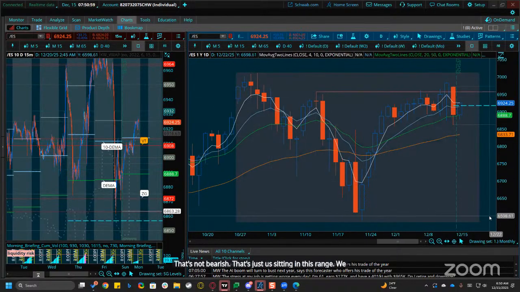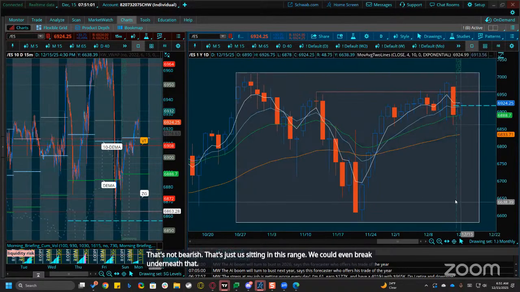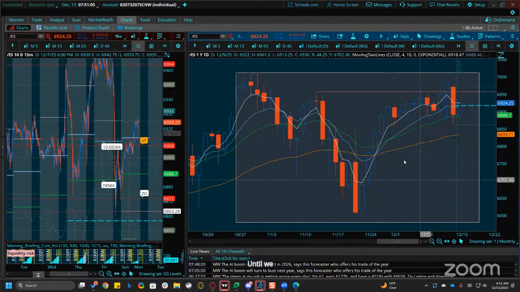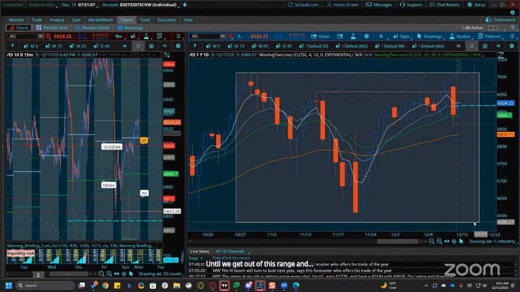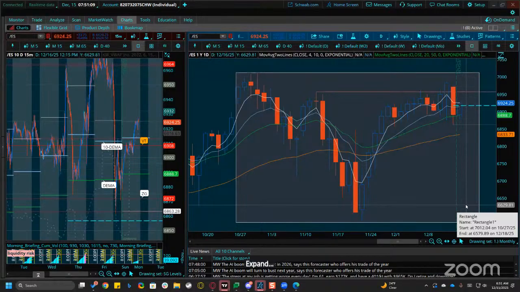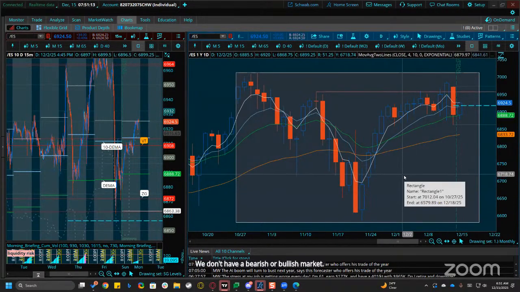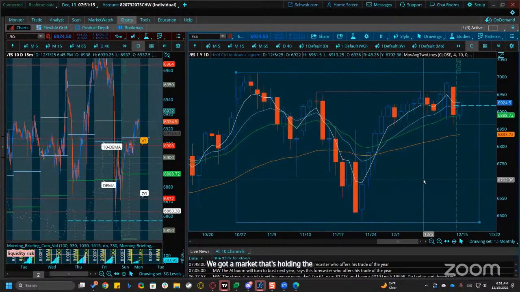We could even break underneath that wick lower and come back in again. It still wouldn't be bearish. Until we get out of this range and expand above it or below it, we don't have a bearish or bullish market. We've got a market that's holding the line sideways, correcting in time, waiting on something.